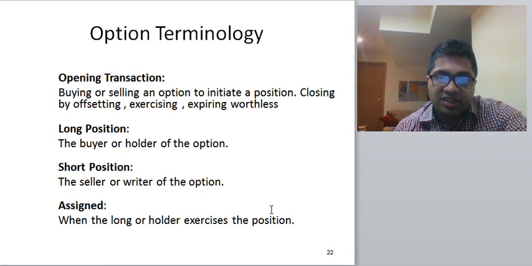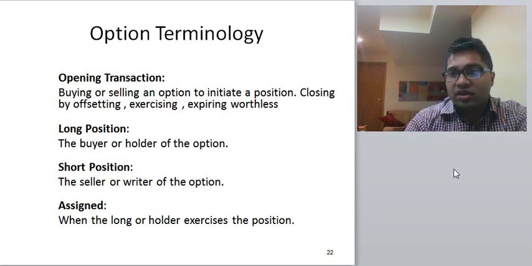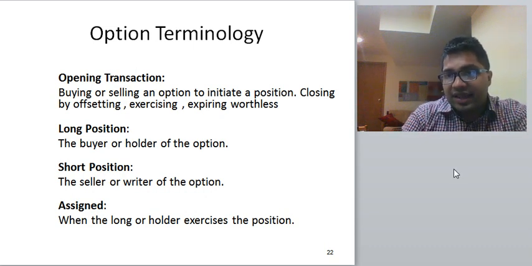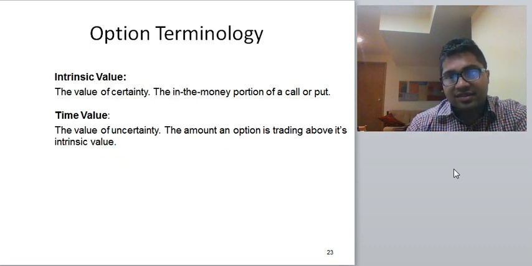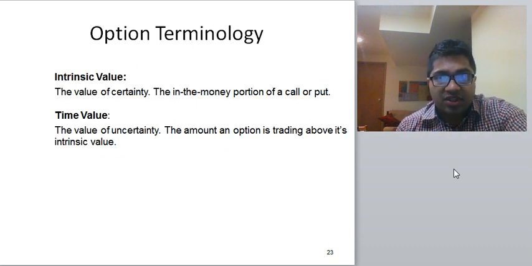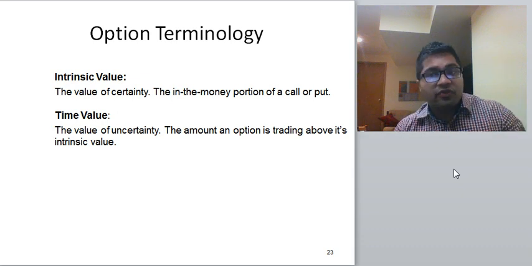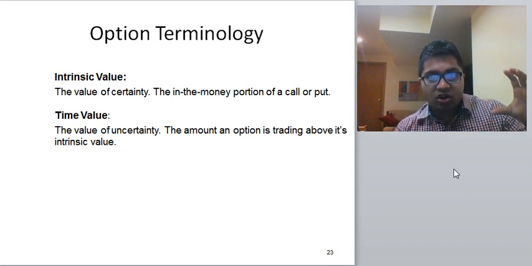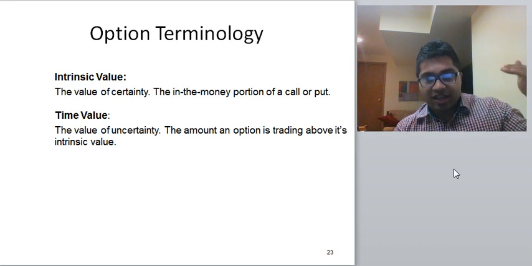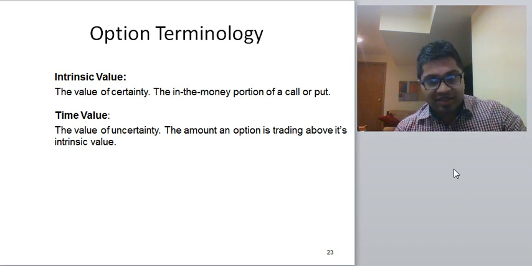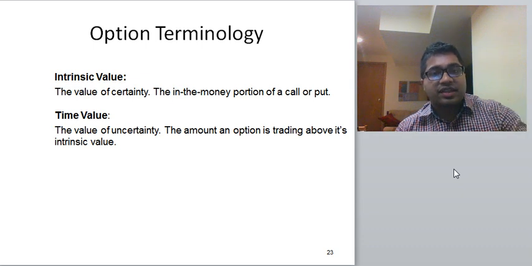A short position is the seller or writer of option. Assigned is when the long or the buyer executes the trade, that is, exercises his option. Intrinsic value, the value of certainty, the in the money portion of call or put. So if you are making profit in option, if the price goes above your exercise price, then the options are called in the money. If price is below the exercise price, then they are out of the money.